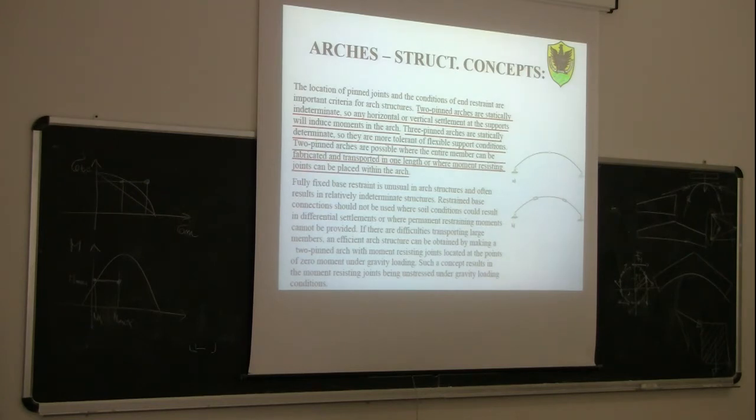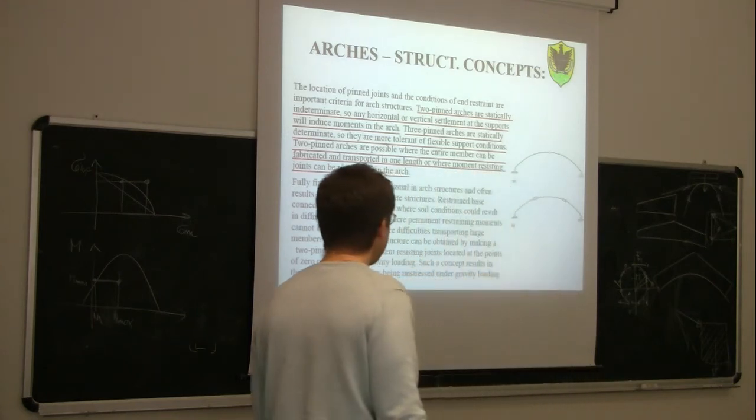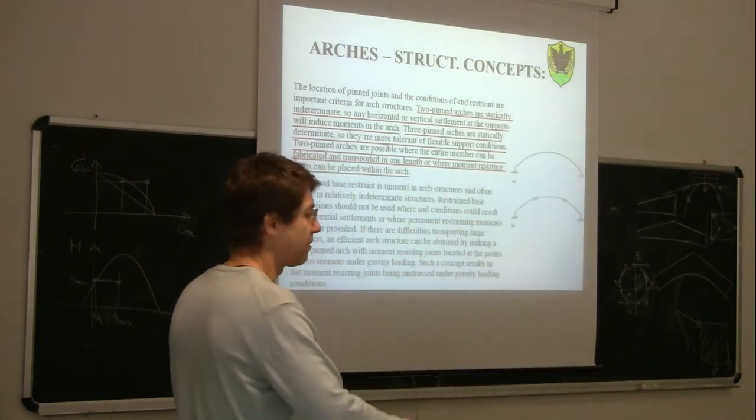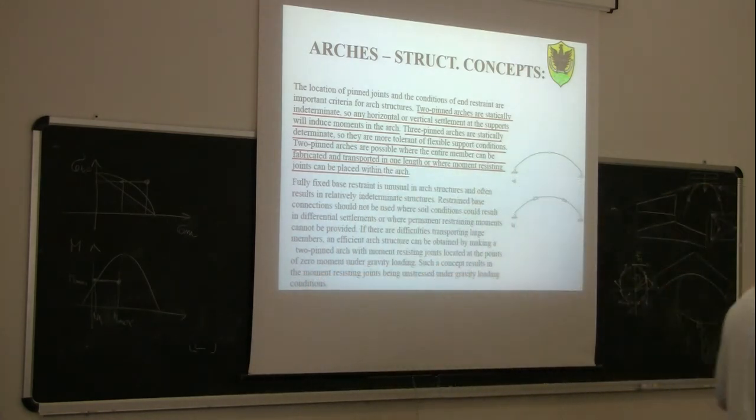Of course, a 3-pin arch should be designed in such a way that the two halves are prefabricated, transported, and then connected together. For the 2-pin arch, in general, it's not possible to transport the whole arch to the building site in one piece. So we need to find some splice joints. For example, splice joints are placed in a condition like here, where the bending moments are not the maximum ones.